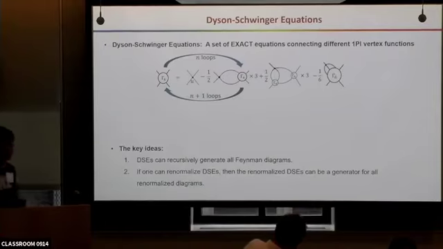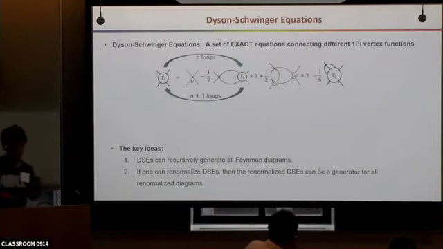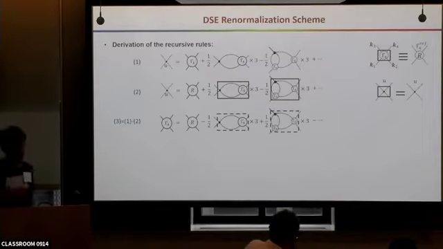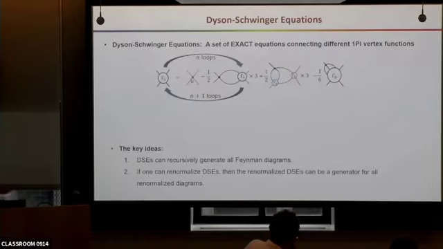Then we can use the renormalized Dyson-Schwinger equations as a generator for all the renormalized diagrams. Okay. So this is not obvious to do, but it actually turns out to be possible to find a renormalized Dyson-Schwinger equation. So let me explain the idea. It's actually quite simple. So let's start with this equation.